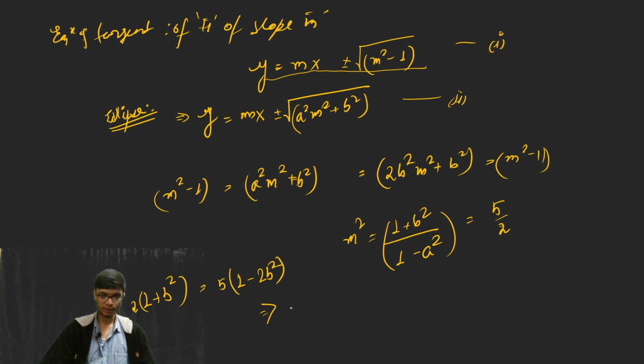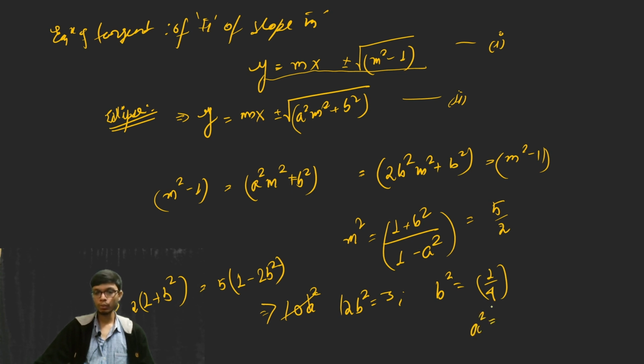From here, if you solve it, you will get a relation: 10 times b² plus 2b², that is 12b². So you can directly write 12b² = 3, and from here you get b² = 1/4. Since a² is 2 times b², a² = 1/2. So you got the values of a² and b².